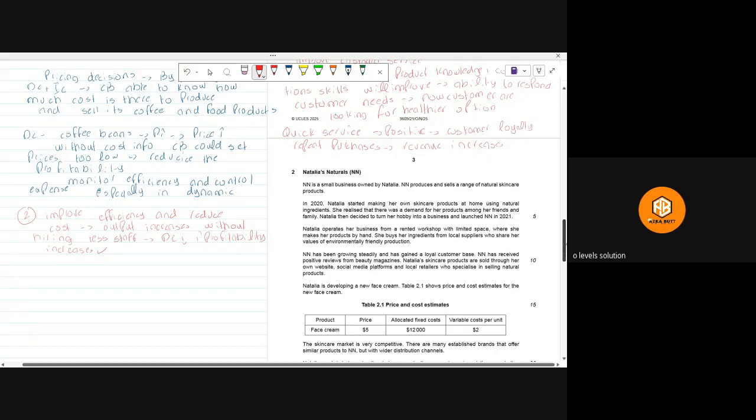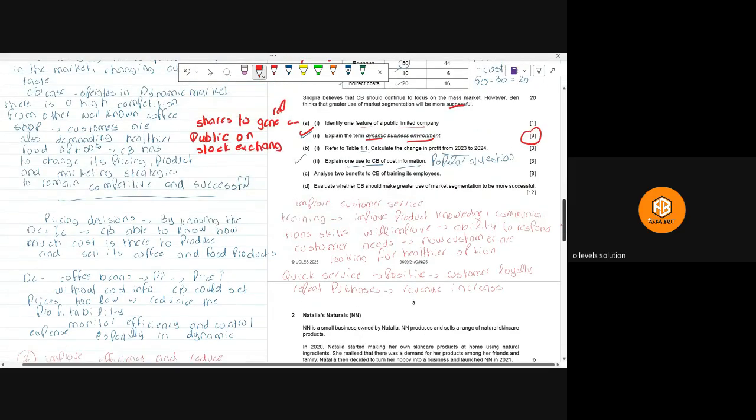Okay. Then you have the next question, question D: evaluate whether CB should make greater use of market segmentation to be more successful. Okay, so here first of all we have to write what the meaning of market segmentation is. Segmentation is very simple, where we are segmenting the market on the basis of behavior, socio-economic classes, income levels and all. And if CB will segment the market, what are the advantages of this? What are the disadvantages? Then again, we need to write one advantage, one disadvantage, and then at the end we need to conclude the answer.